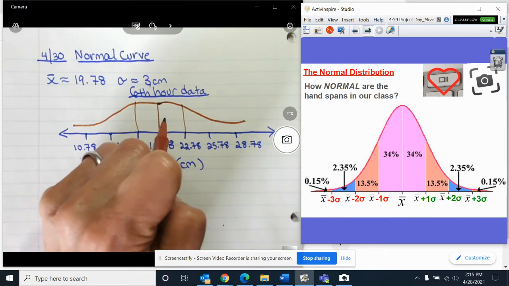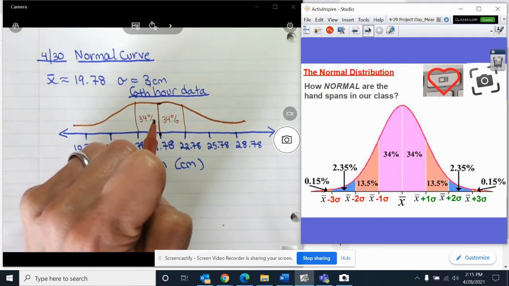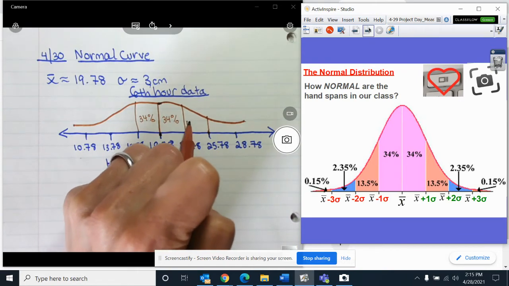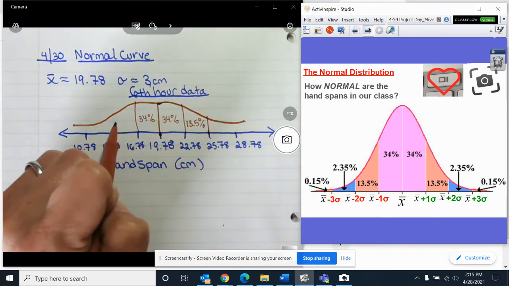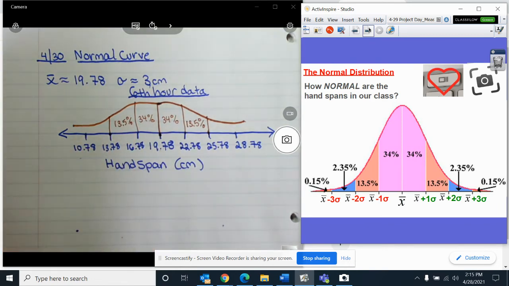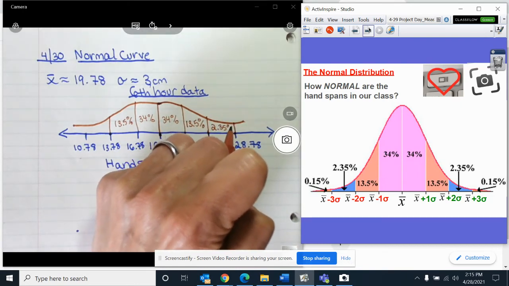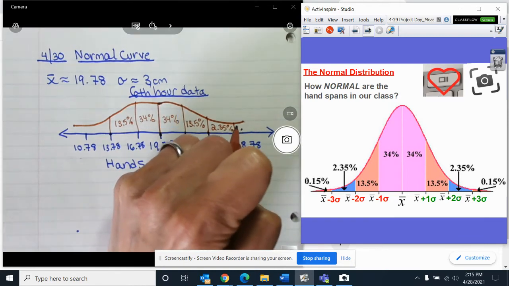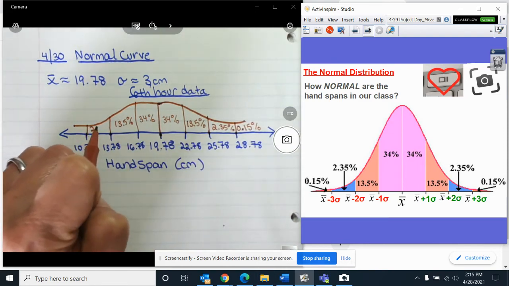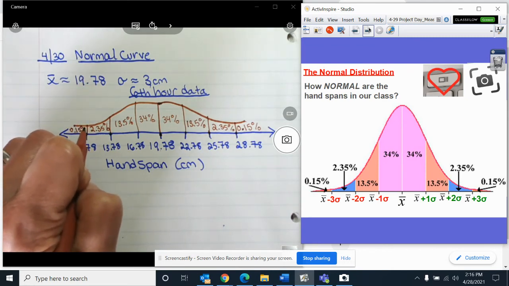So right here we have 34% right next to the mean. And then going 2 standard deviations away, we have 13.5% here, 13.5% over here. And then it gets even smaller, 2.35%, and then just a very small amount, 0.15%. Finishing that on the other side, 0.15%.